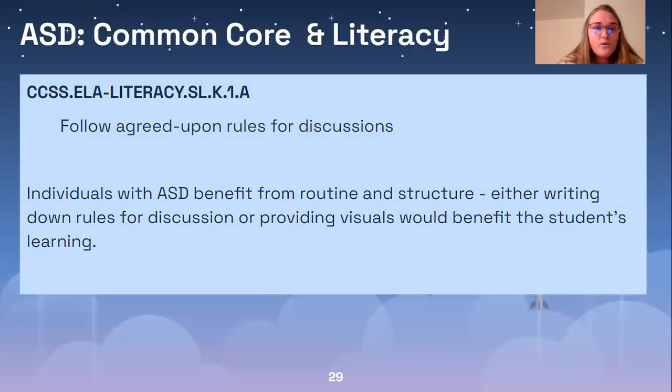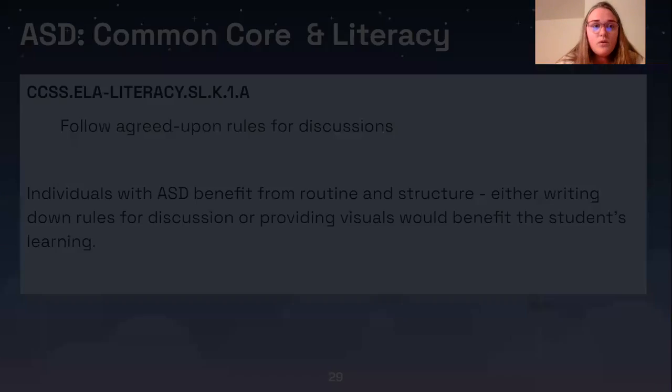So this is a Common Core standard that I found, and I thought it was fitting because individuals with autism benefit from routine and structure. So a literacy strategy could be writing down those rules and providing visuals for rules of a conversation, rules of group time, rules of story time, or so on.